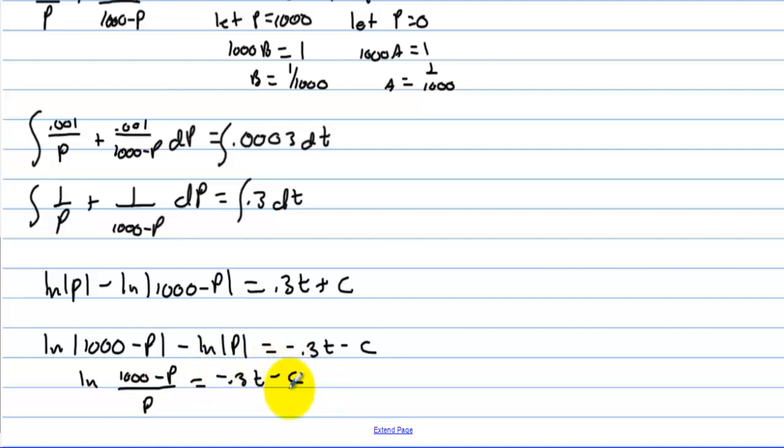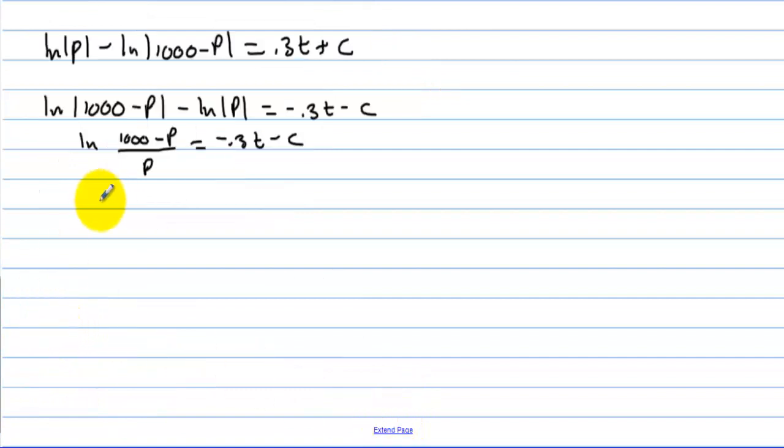Now we have the natural log of 1,000 minus P over P, and that's equal to -0.3t minus C. And we really don't have to worry about the absolute value because we're not going to have a population that's negative. So there's no chance of those being negative anyway. Now we have 1,000 minus P over P is equal to e to the negative 0.3t minus C, because we're going from logarithmic to exponential.